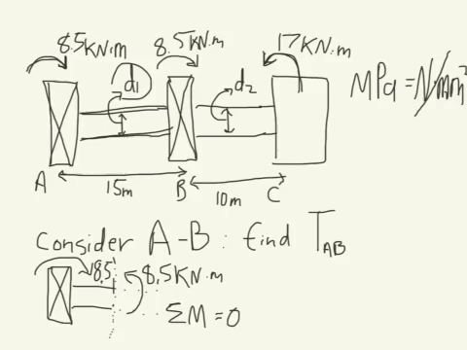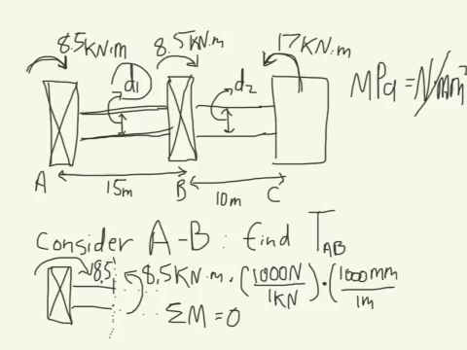So I'm going to convert kilonewton meters to newton millimeters, like this. There are 1,000 newtons in 1 kilonewton. That takes care of our kilonewtons to newtons. And then we want to go from meters to millimeters. There are also 1,000 millimeters in 1 meter. So that gives us 8.5 times 10 to the 6th newton millimeters.